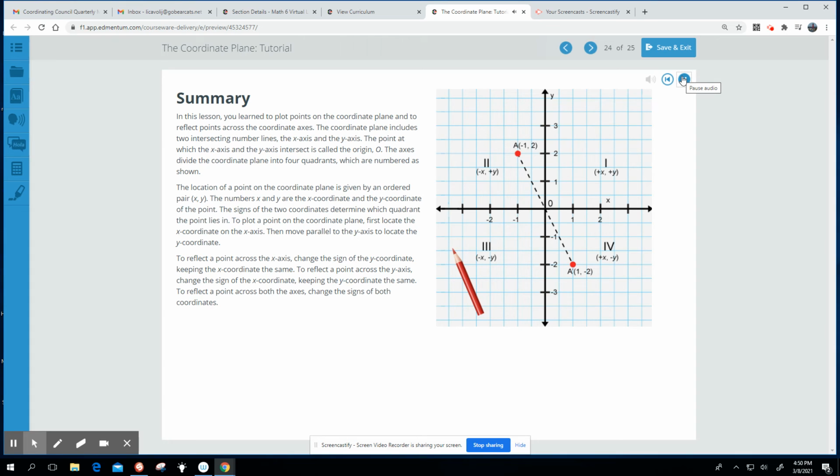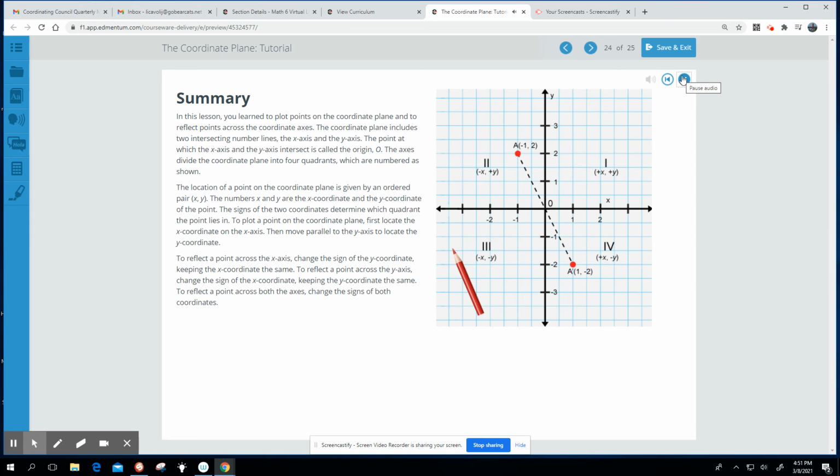The location of a point on the coordinate plane is given by an ordered pair (x, y). The numbers x and y are the x-coordinate and the y-coordinate of the point. The signs of the two coordinates determine which quadrant the point lies in. To plot a point on the coordinate plane, first locate the x-coordinate on the x-axis. Then move parallel to the y-axis to locate the y-coordinate.